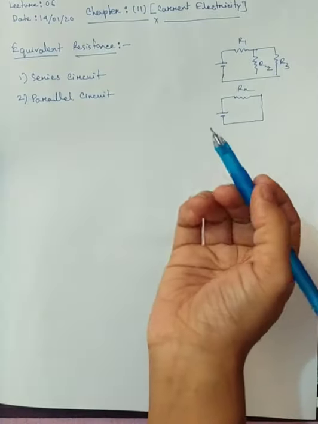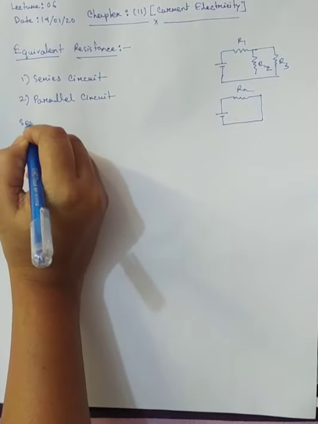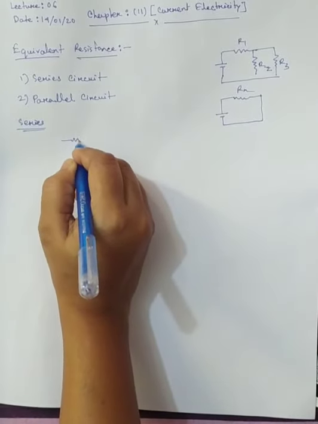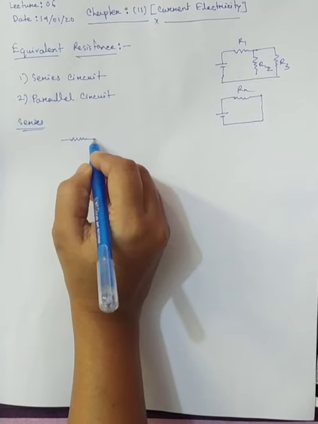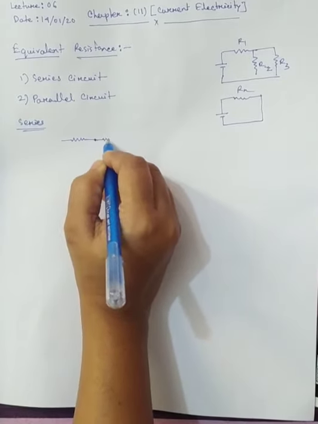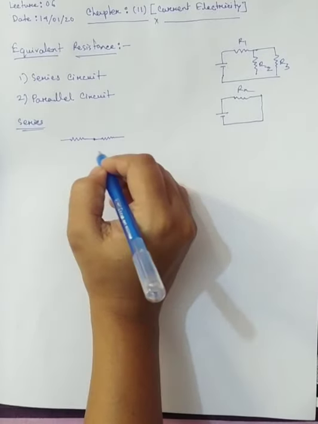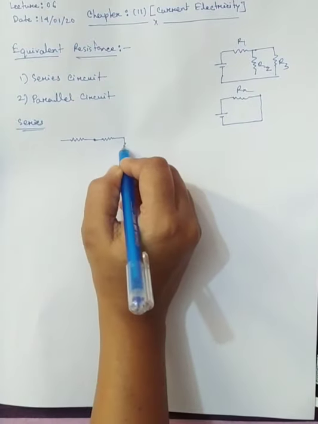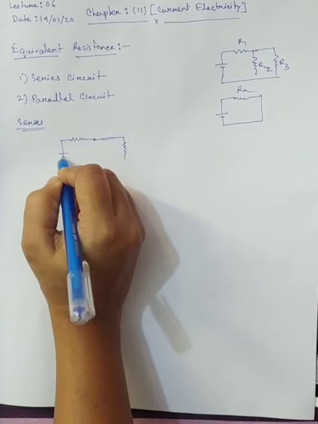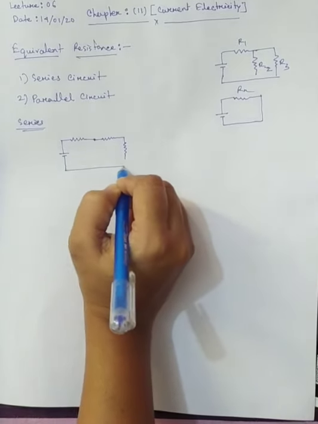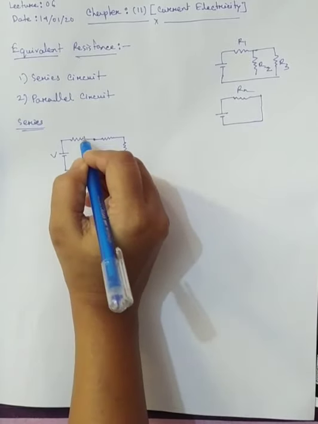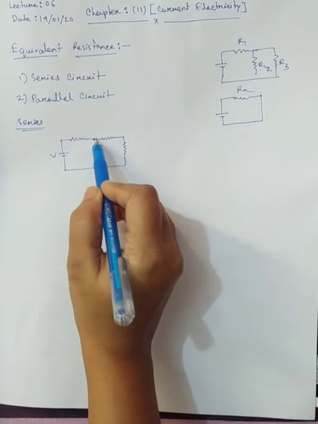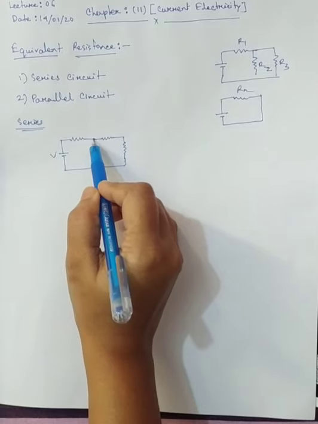What is meant by series circuit? In this type of circuit, the resistors are connected in series. That means at the end point of one resistor, we connect another resistor, and thus we can connect 2, 3, 4, 5, 6, as many as we like, according to our demand. This is the voltage source, and these are the resistors. Just look at the diagram over here: after the end of every resistor, another resistor is connected.